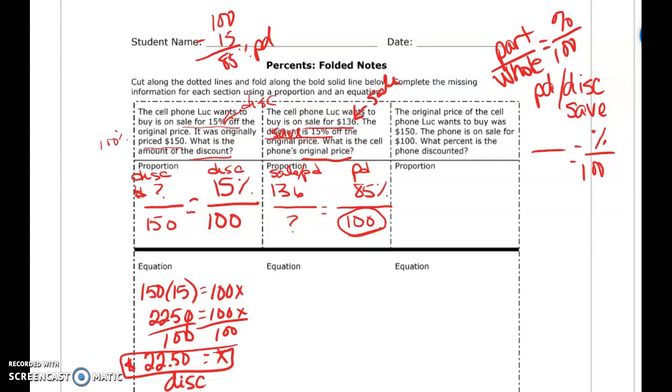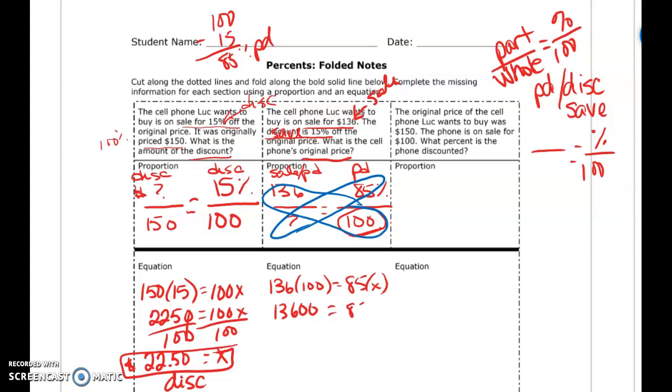So now I can cross multiply and divide. I'm going to say 136 times 100 is equal to 85 times x, because all we're doing here, hopefully you remember this, is that butterfly piece. So 136 times 100 is 13,600, equal to 85 times x. We're going to divide by 85, and when we do that, we're going to get $160. That was the original price.